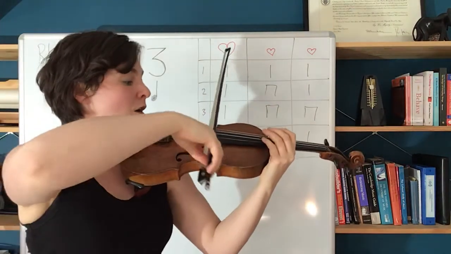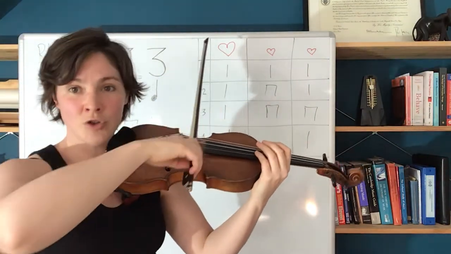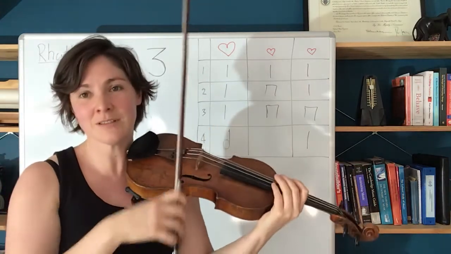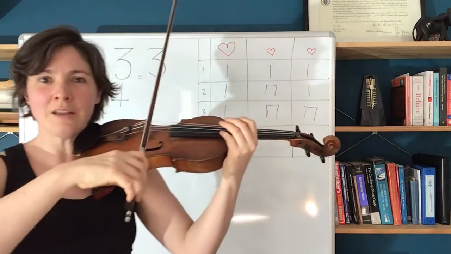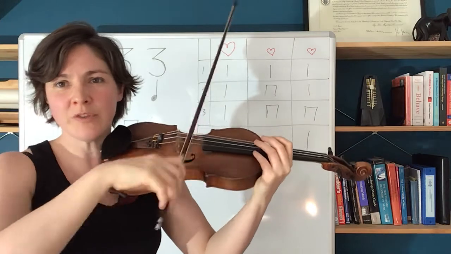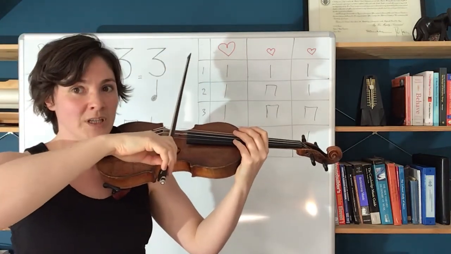I'm going to exaggerate, so we go two, ta, two, ta, two, ta. Now I'm exaggerating so that you can see. It wouldn't be that exaggerated because you get a little scuffle as you're moving the bow, but that sort of accommodation you need to think about.